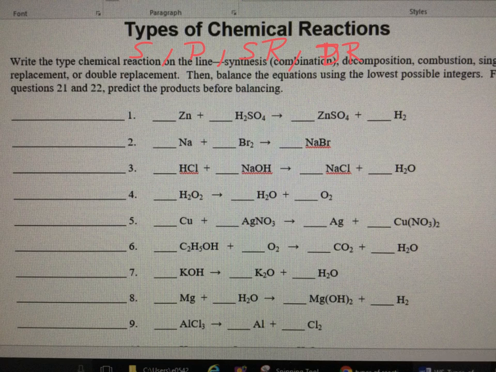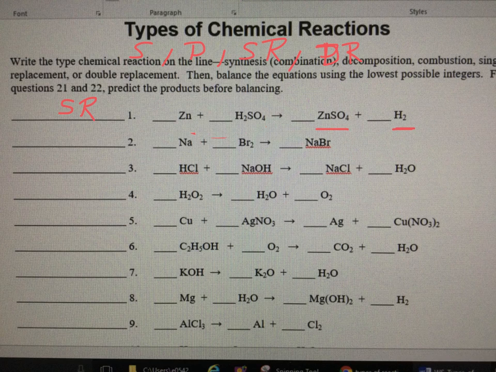Okay, here we go. You have zinc alone and you have sulfuric acid. The hydrogen breaks up with sulfate, so zinc goes with sulfate. So now hydrogen is all alone. This is a single replacement reaction.